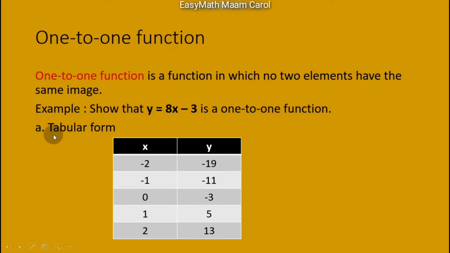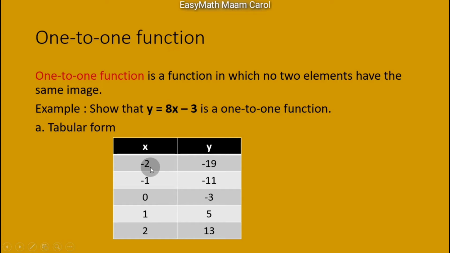Let's start with the tabular form. Sa tabular form, ay mamimili lang tayo ng ilang values na isa-substitute natin sa x, and then we will compute it to be able to get the value of y. So, I have chosen negative 2, negative 1, 0, 1, and 2.